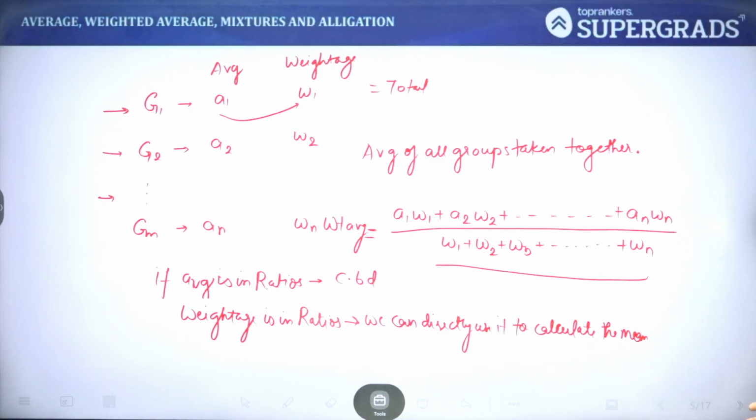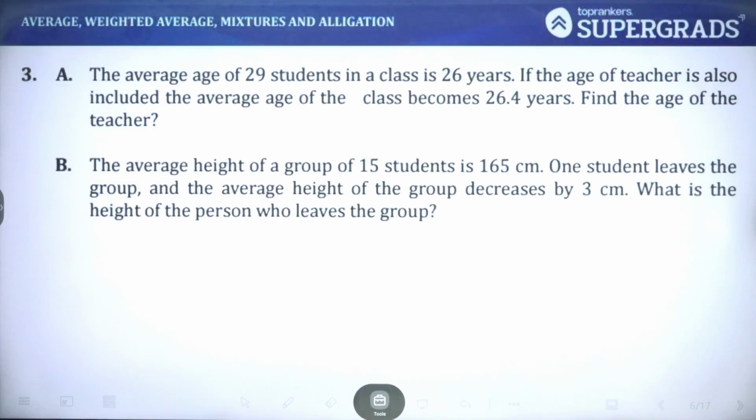Got it? So let's look at this question. The average of 29 students in a class is 26. If the age of the teacher is also included, the average age of the class becomes 26.4. Find the age of the teacher. So how to solve this question?